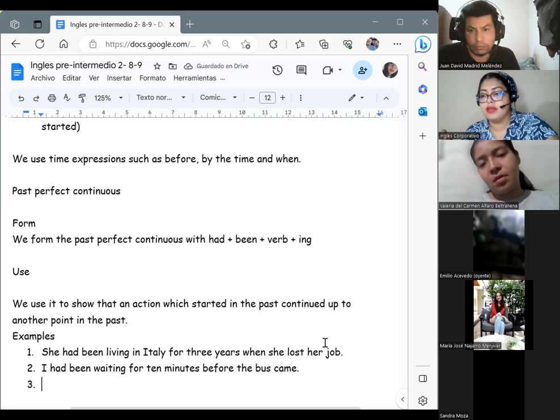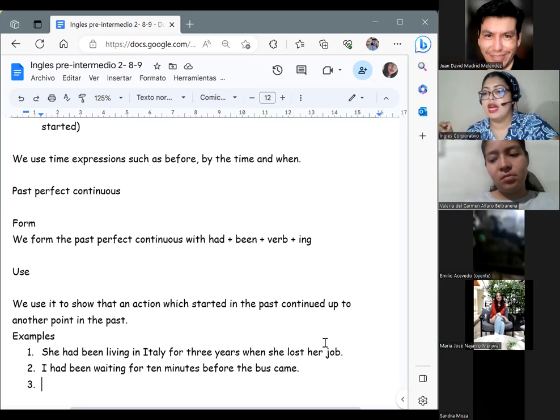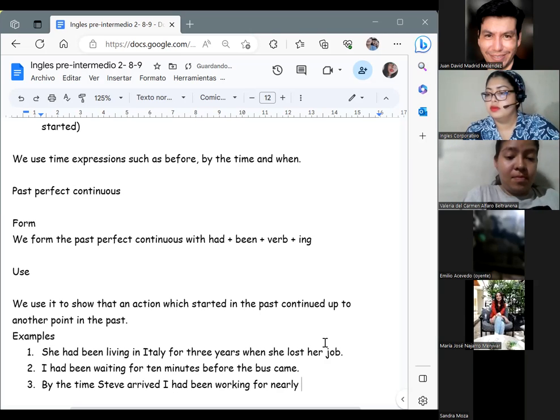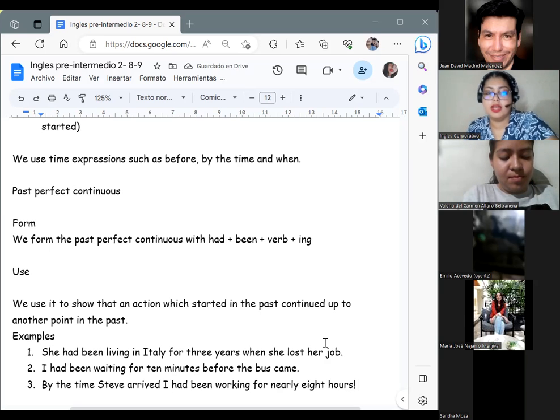By the time Steve arrived, I had been working for nearly 8 hours. Para el momento en el que llegó Steve, yo había estado trabajando aproximadamente 8 horas. With the past perfect, we use time expressions such as for 5 hours, for 2 weeks, for a long time, by the time.